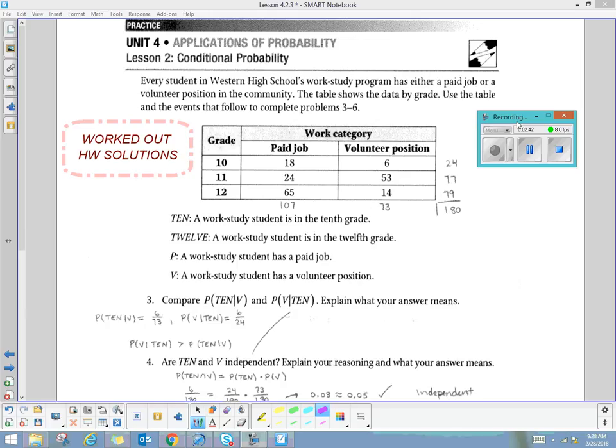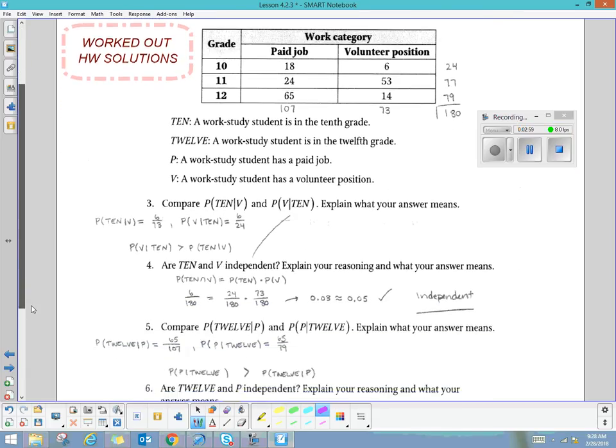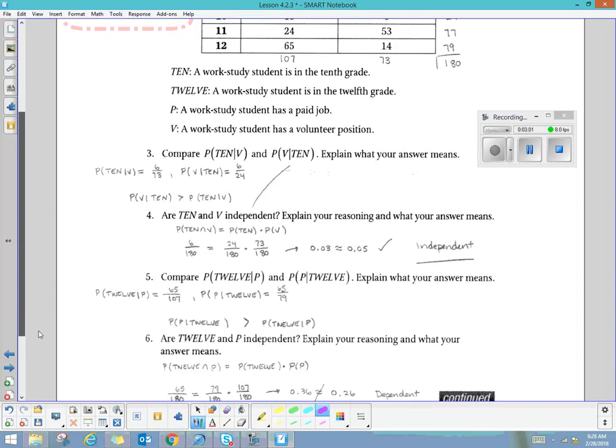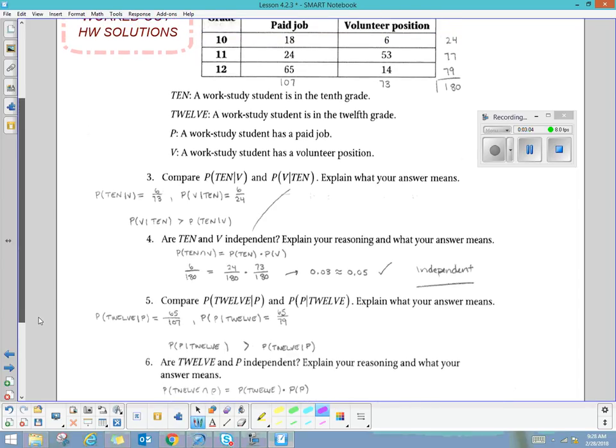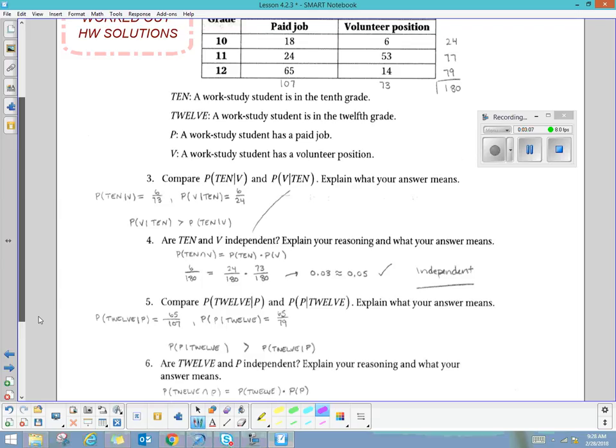All right, so here are just the worked out homework solutions from the previous day's homework. Friendly reminder, these answers are also in the back of your workbook, so hopefully you are checking your answers. Now, depending on your teacher, you may or may not have had to prove whether something is independent or not, but you for sure should have had to do the comparison. So hopefully you indicated which conditional probability is greater than the other.